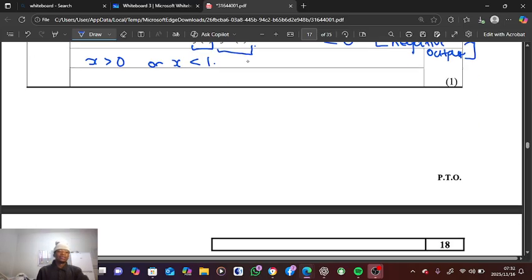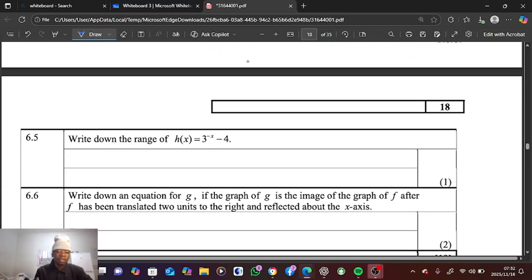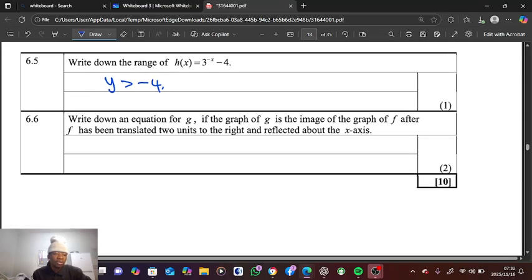Then we are done. Then we go to 6.4. So you write down the range of h of x is equal to 3 to the power of x minus 4. So our range is going to be y greater than negative 4. Then we are done here. Then you go to 6.6.